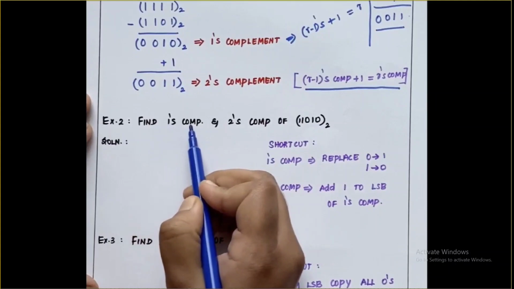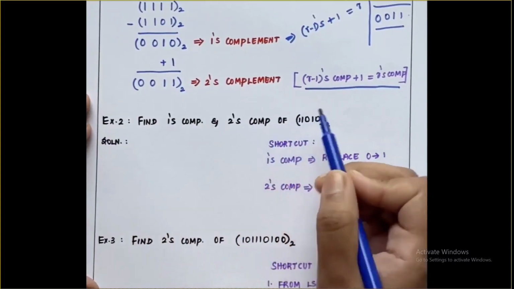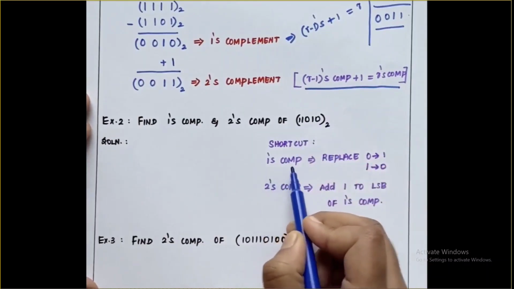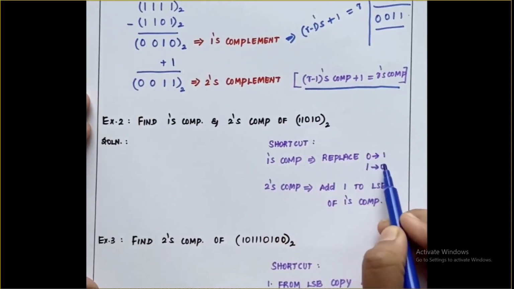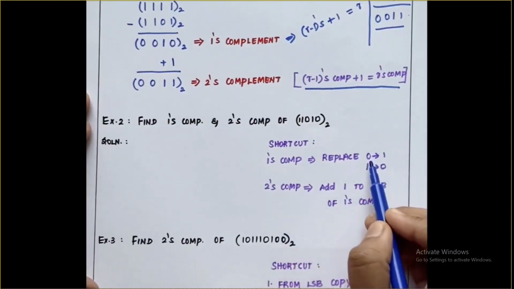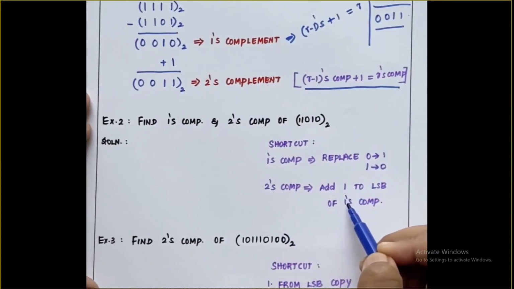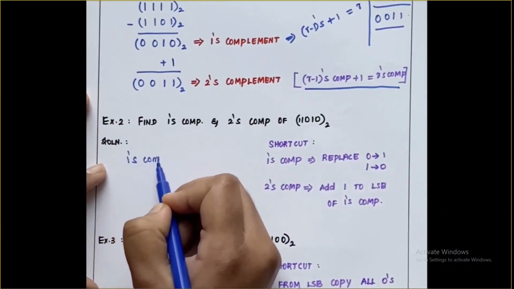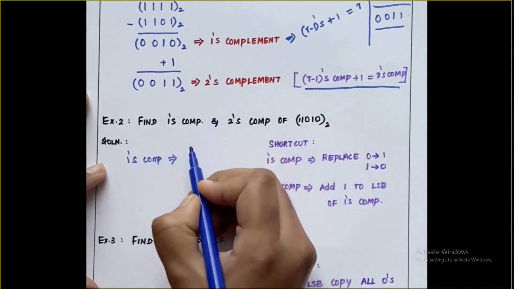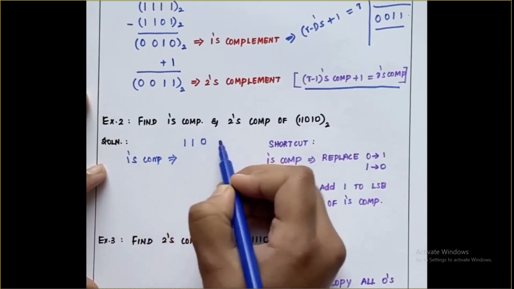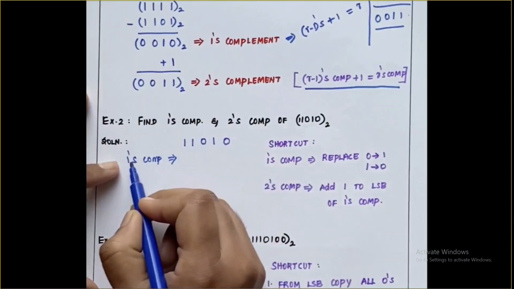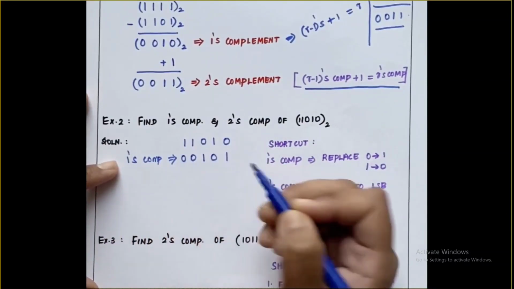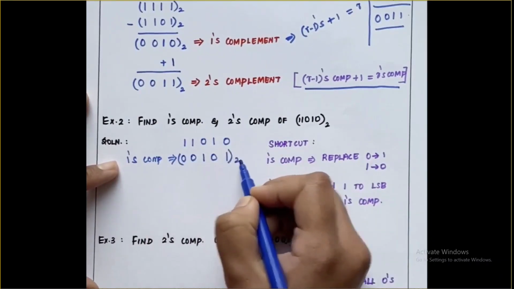Let us solve one more example. Find 1's complement and 2's complement of 11010. So the shortcut is, for 1's complement, we have to replace 0 with 1 and 1 with 0. And to calculate 2's complement, we have to add 1 to the LSB of the 1's complement. So let us find the 1's complement first. The given number is 11010. Replace 0 with 1 and 1 with 0. So it will be 00101. So we have got the answer for 1's complement.